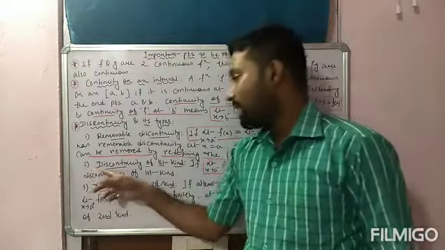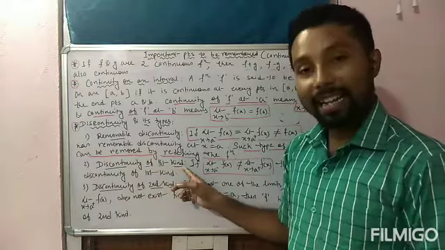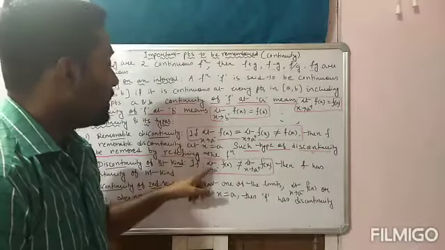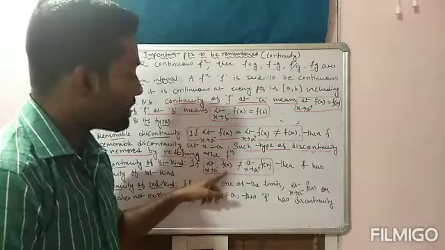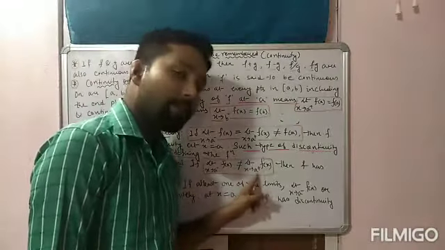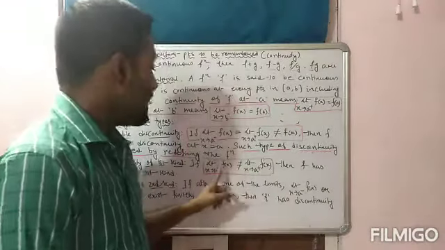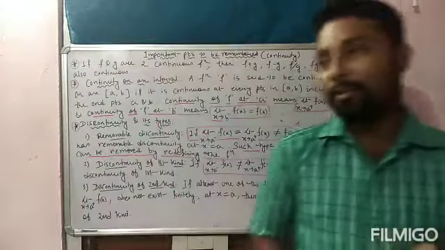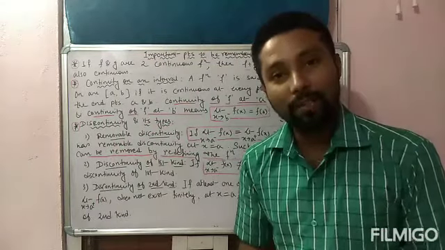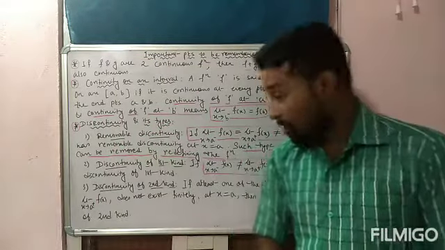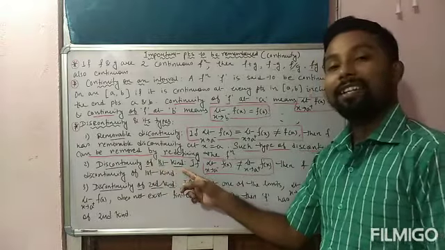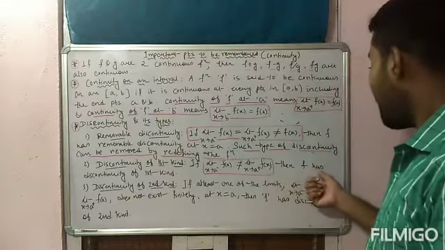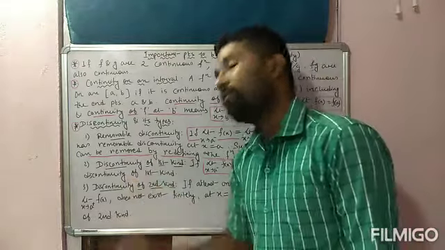The second one is discontinuity of first kind. So what is discontinuity of first kind? If limit x tends to a power minus f of x is not equal to limit x tends to a power plus f of x, which means if left hand limit is not equal to right hand limit, straightforward. If the left hand limit and right hand limit are not equal, it will be discontinuous; only when they are equal is it continuous. Okay, so this is called discontinuity of first kind. If LHL is not equal to right hand limit, then f has discontinuity of first kind.